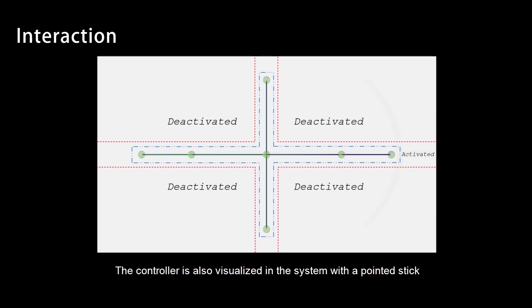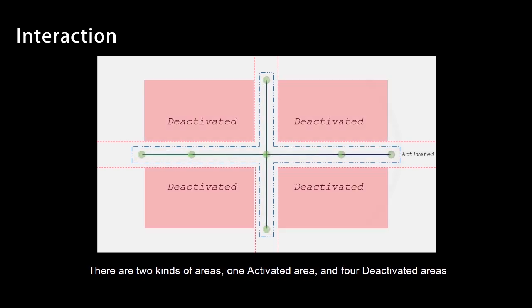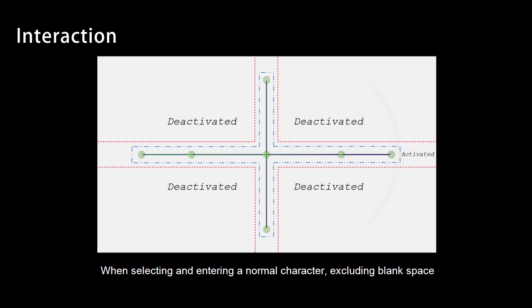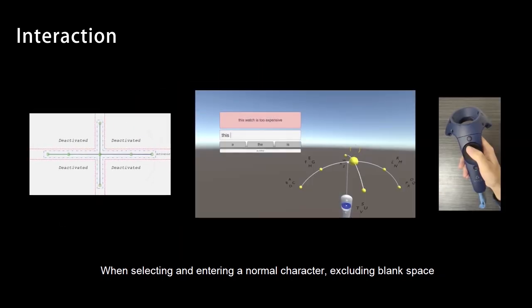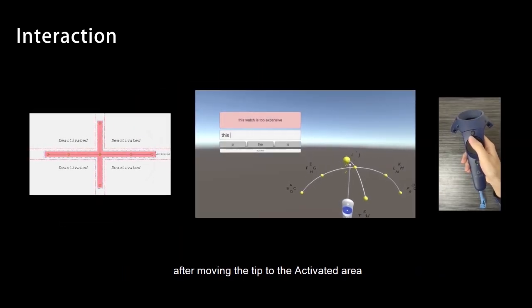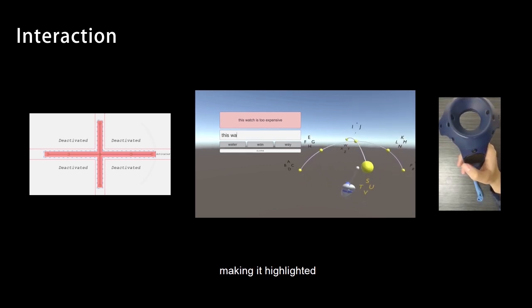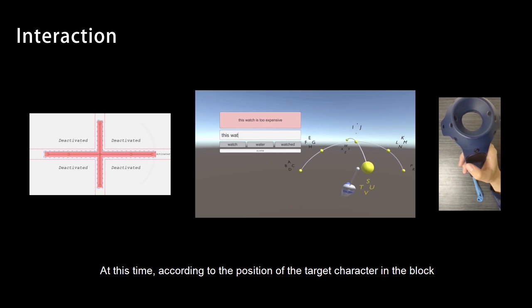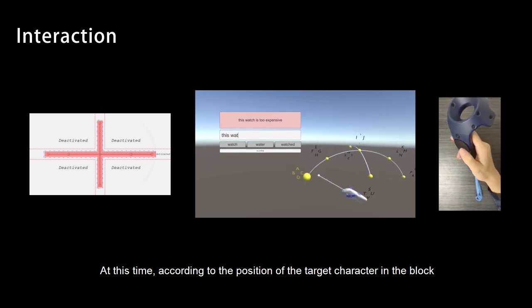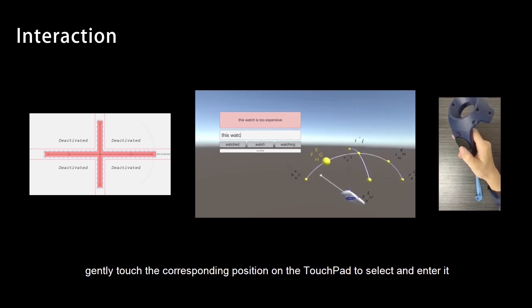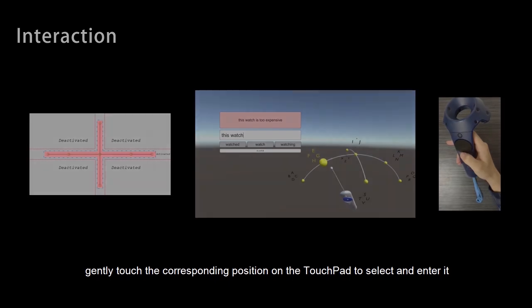The controller is also visualized in the system with a pointed stick. There are 2 kinds of areas, 1 activated area, and 4 deactivated areas. When selecting and entering a normal character, excluding blank space, after moving the tip to the activated area, turn the wrist to point to the character block where the target character is located, making it highlighted. At this time, according to the position of the target character in the block, gently touch the corresponding position on the touchpad to select and enter it.